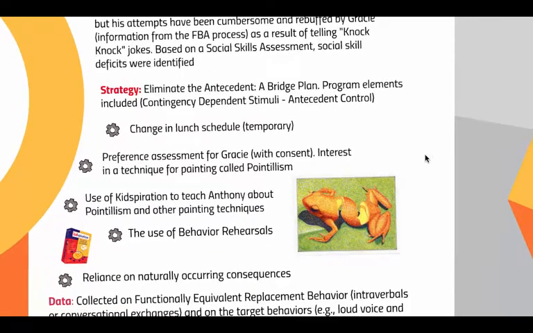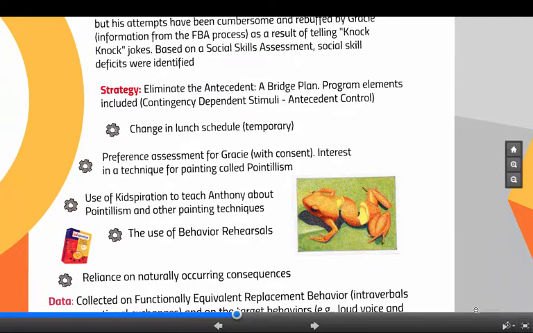So one of the things that I want to describe as an antecedent intervention strategy is what's referred to as eliminating the antecedent. But for Anthony and for Gracie, this was just a bridge plan for us. We needed to gain control over this behavior fairly rapidly because Anthony was becoming very problematic in the cafeteria. Other students becoming extremely upset. Some students became very protective of Gracie, and Anthony was running into a lot of trouble as a result of that.